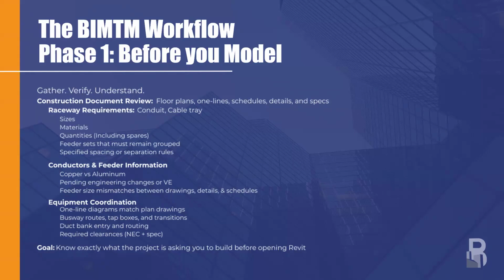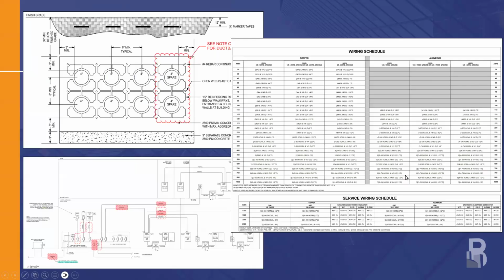So before we model, like I said, we'll gather the information, meet with the field and the shop to understand how it's actually going to be built and eliminate any assumptions that we have. So some of the details in the construction documentation that I have on the screen here is we have our one line, we have a duct bank detail, and we have our feeder or wiring schedule.